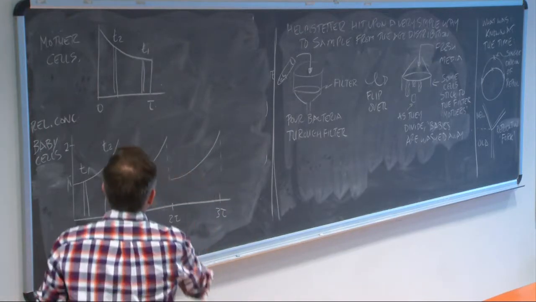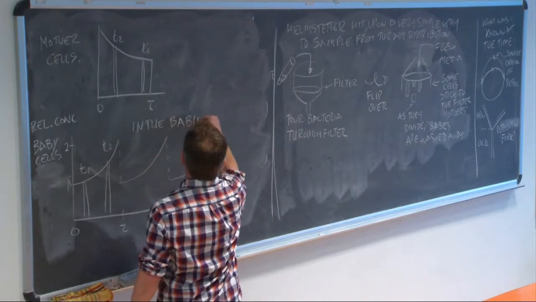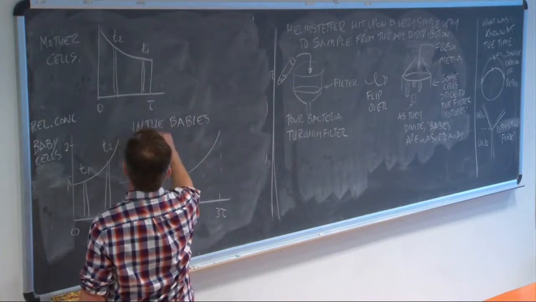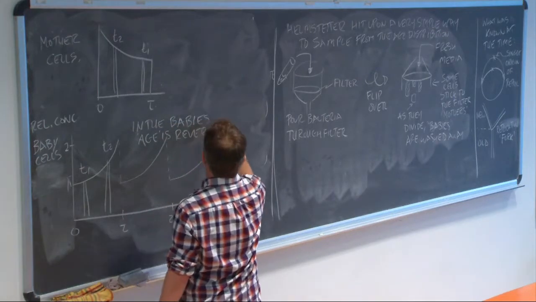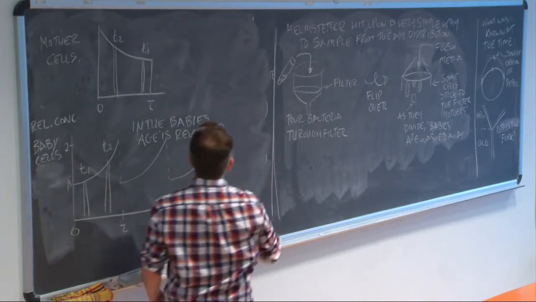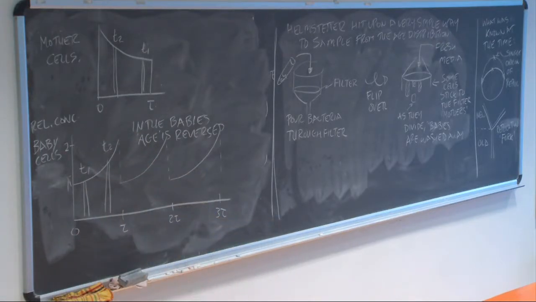Okay, so in the babies, age is reversed. I don't know if that's the best way to say it, but hopefully you see what I'm saying. That the ones to fall off first are coming from the oldest cells stuck to the filter paper.